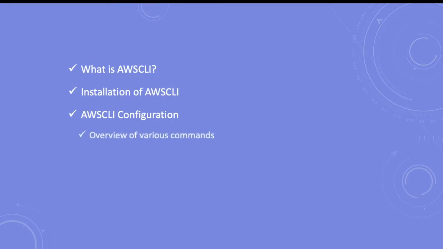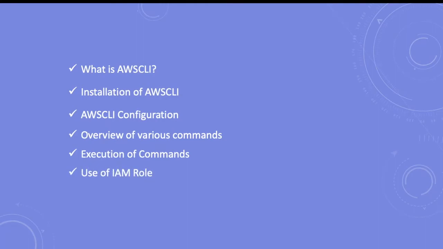What we are going to cover today: what is AWS CLI, installation of AWS CLI and its configuration, an overview of various commands, execution of commands, and use of IAM role in the AWS CLI. How we can use an IAM role to access our resources.